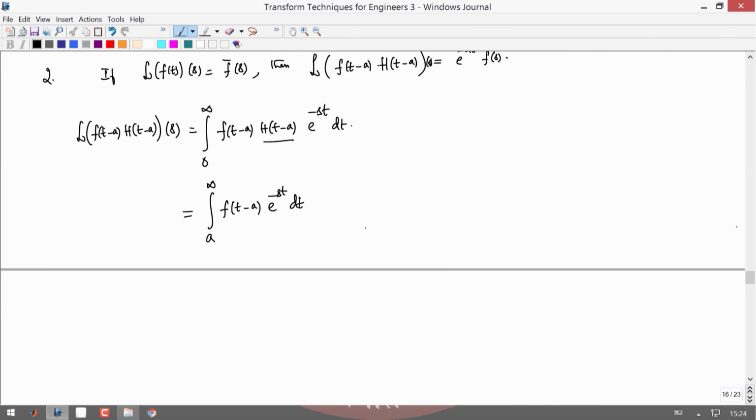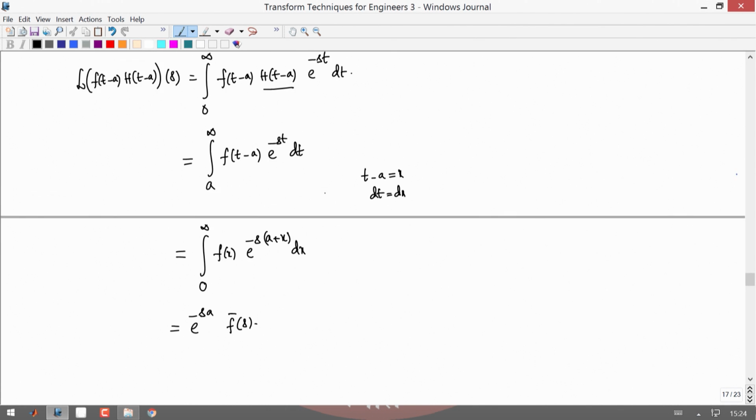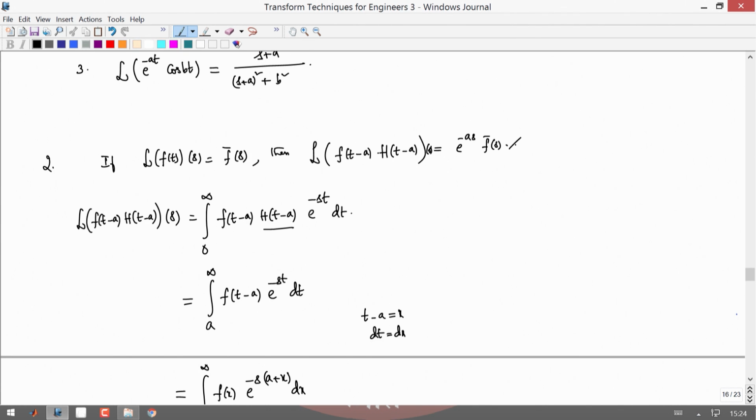So, put this t minus a as a new variable, so we call this x. So, you have dt equal to dx. So, that when you put t equal to a, x is 0, when you put t equal to infinity, x is infinity, f of x e power minus s times a plus x, dx. So, this e power minus s a comes out and you have dt is dx. So, this is nothing but e power minus s a times f bar of s. x is simply a dummy variable. This is exactly what we need.